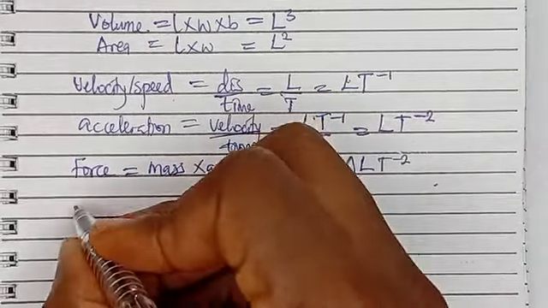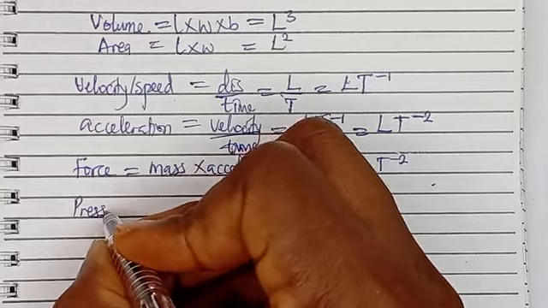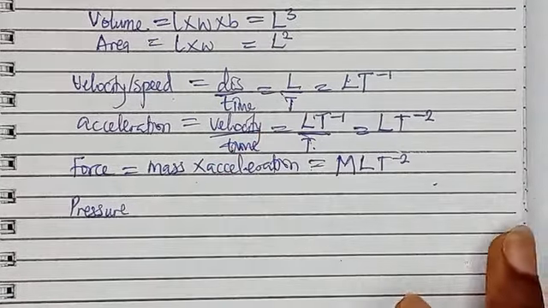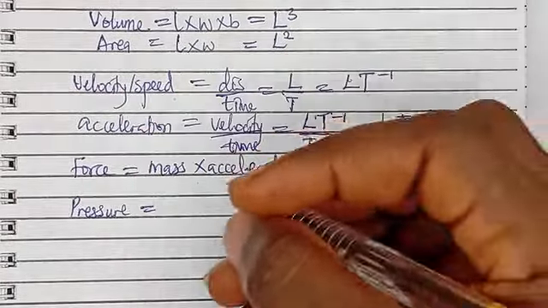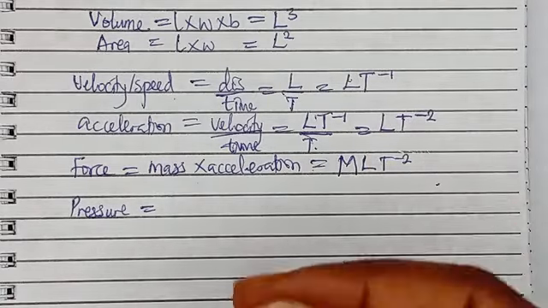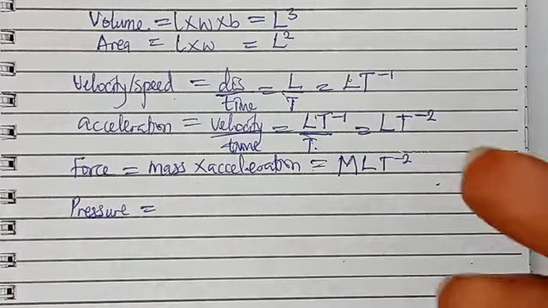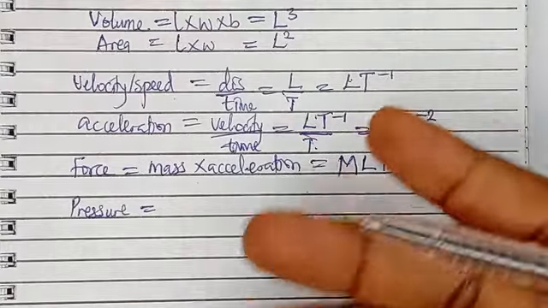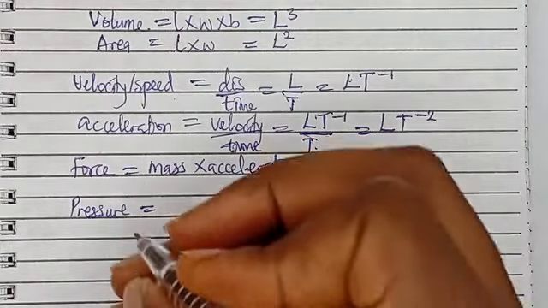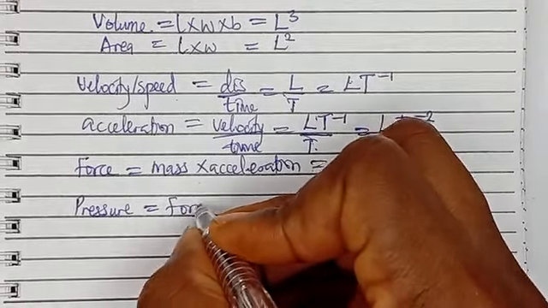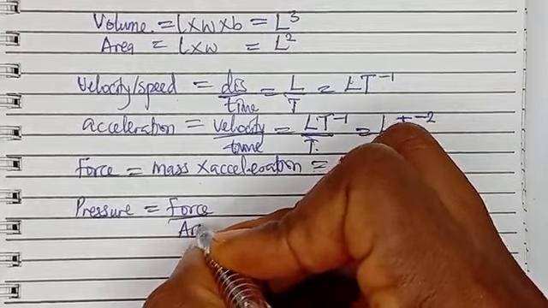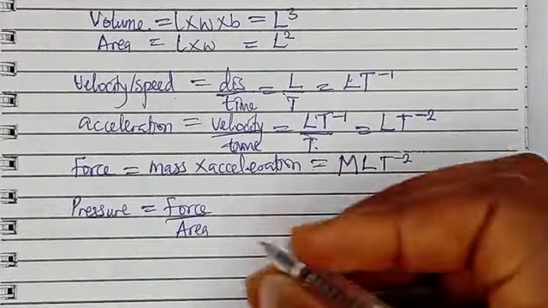Now let's go deeper, to more complex things. We have pressure. To get the dimension of pressure, of course, we start from the formula. Now, how will you know all these formulas? You know them by just getting used to physics and all its quantities. So pressure is equal to force per unit area, force over area.